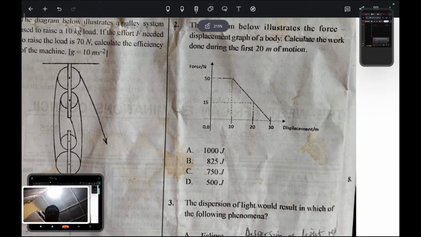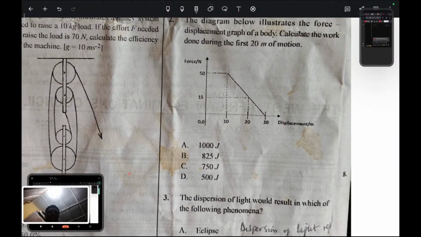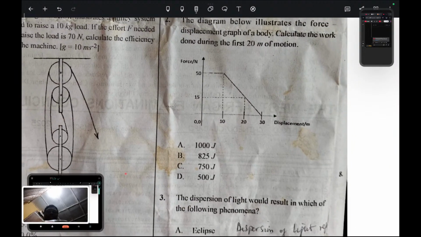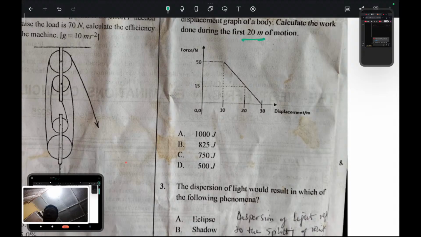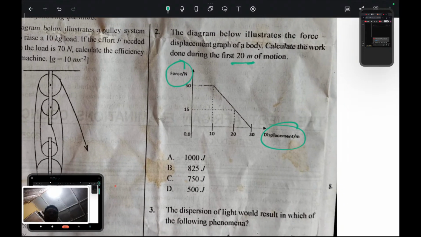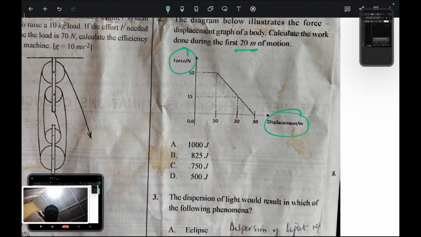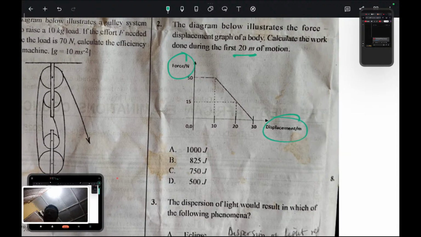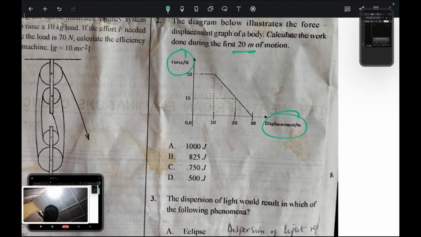Our next question is question 2. Look at the diagram. It says the diagram below illustrates the force displacement graph of a body. Calculate the work done during the first 20 meters. Are you seeing this? The first 20 meters of motion. So if we are looking at this, we have force here in Newton and we have displacement, and this has to do with work done. Because we know that work done equals force multiplied by distance. So we can find that using this particular graph.